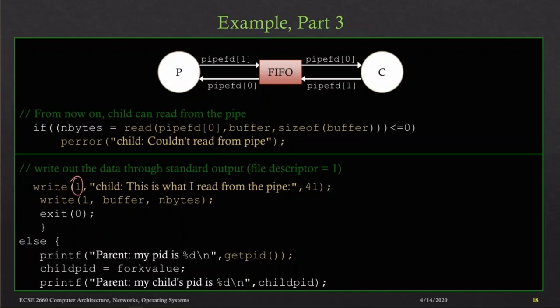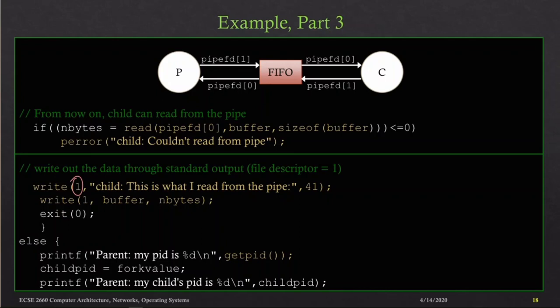We are going to write: child says this is what I read from the pipe, followed by 41 bytes or 41 characters. That is the total length of the message. And followed by that, we write again to the standard output the value of the buffer and the size of that buffer. And over here, as you can see, buffer is getting the information from the read end of the pipe. And after that, we are going to successfully exit out of this process to do other things.